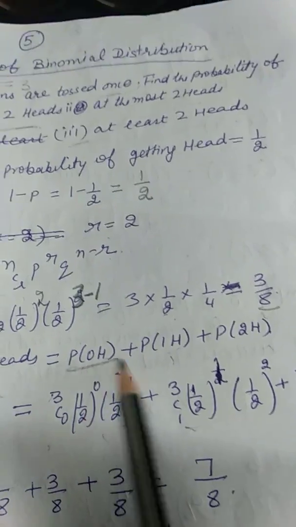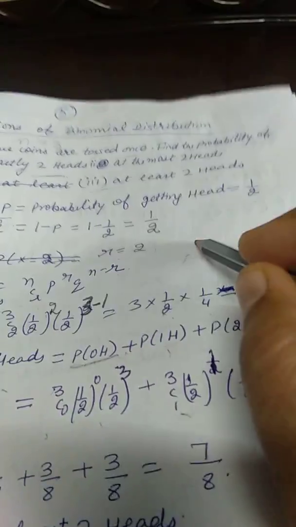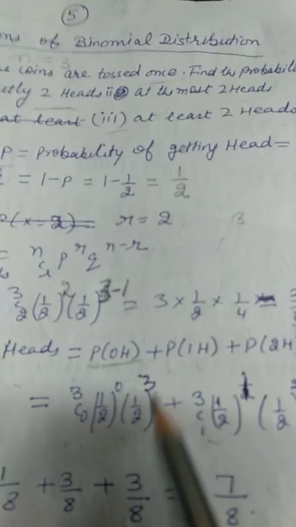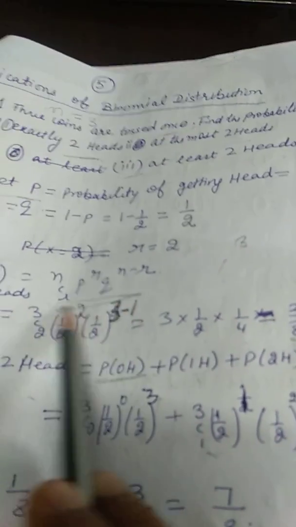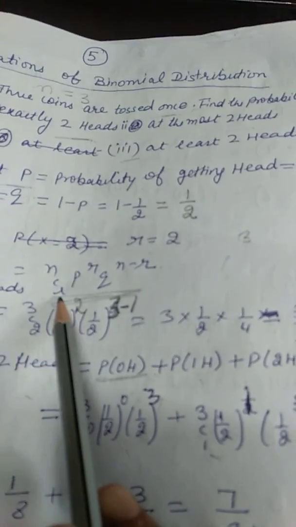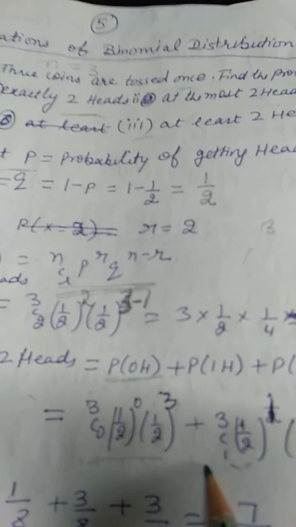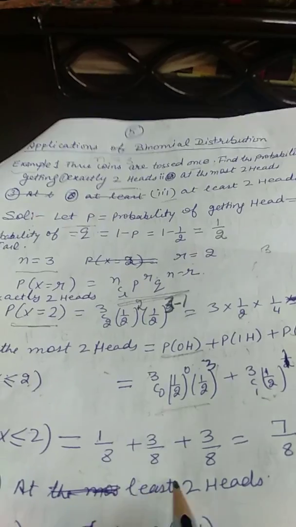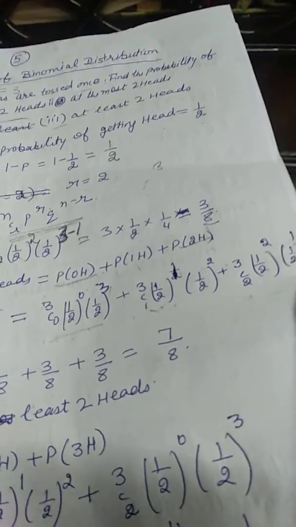So just, for no head, what will the probability be? So it is 3C0, 1 over 2 raised to power 0, 1 over 2 raised to power 3. Just put these values in this formula. By taking n as 3, r is equal to 0, you will get this term. The next term you will get if you put 3C r is equal to 1, p raised to power, what will the power of p be? 1, and 1 over 2 raised to power 2. And similarly for 2 heads. Just add these probabilities. The answer of this will be 1 over 8, the answer of this will be 3 over 8, the answer of the third will be again 3 over 8, and your answer is 7 by 8.